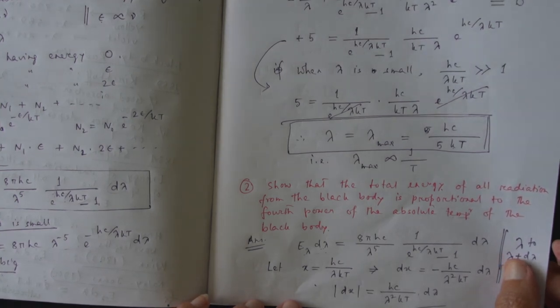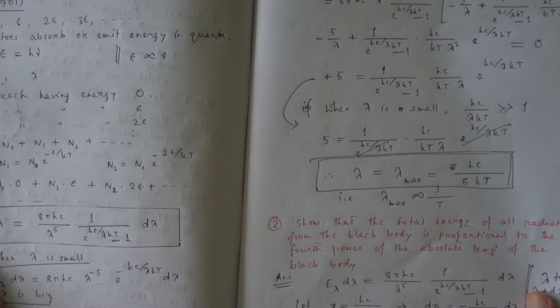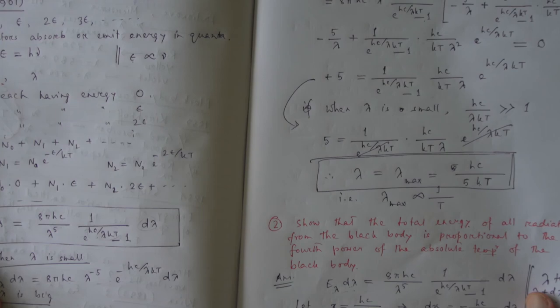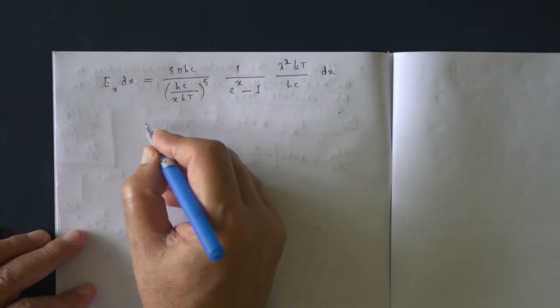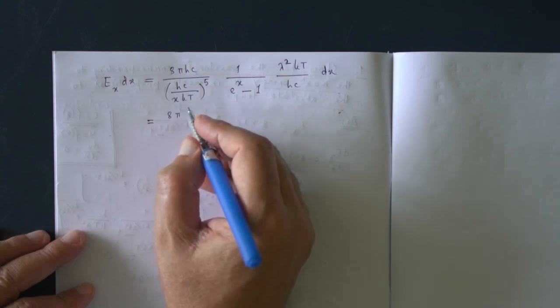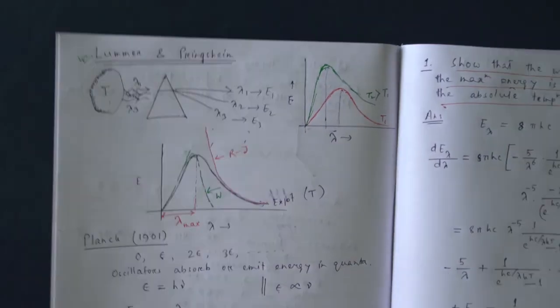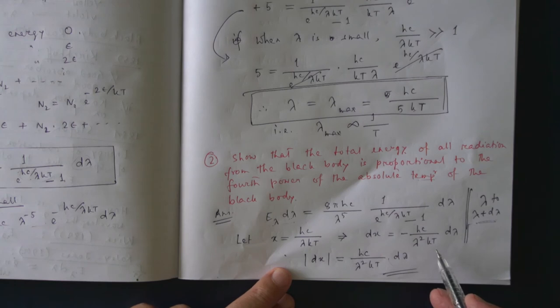Just simplifying, 8 pi hc x dx, d lambda, dx equal to this d lambda.